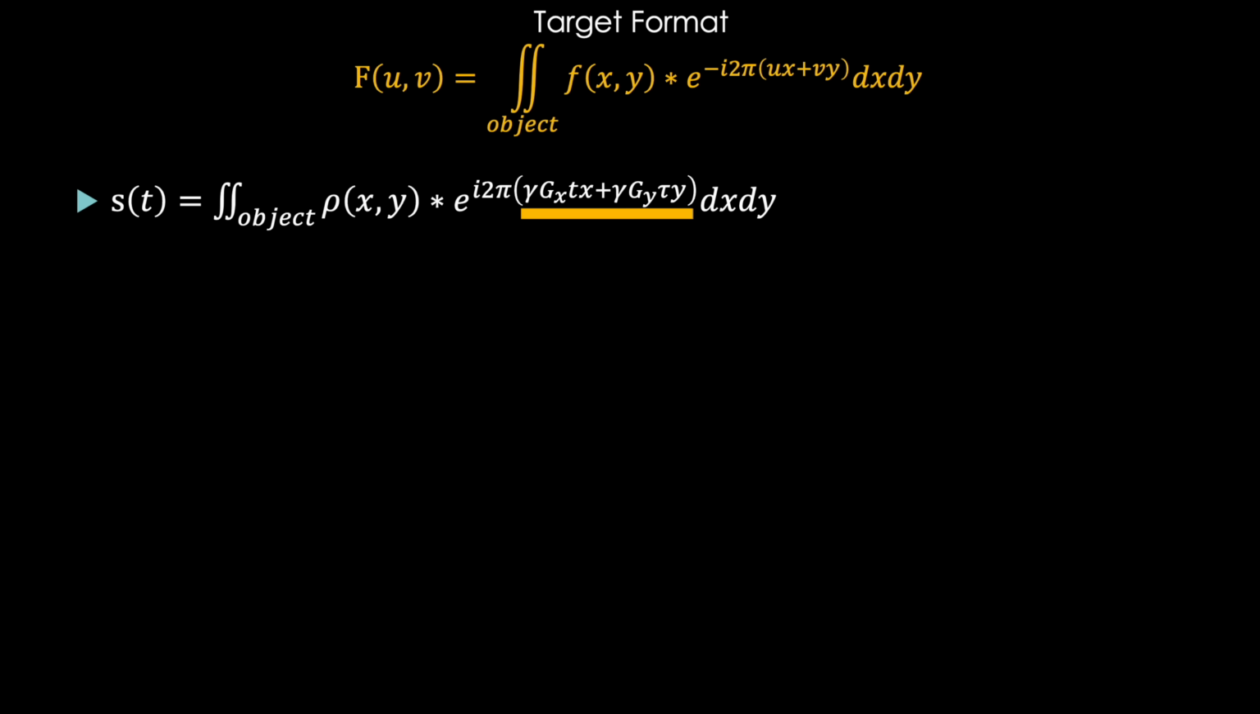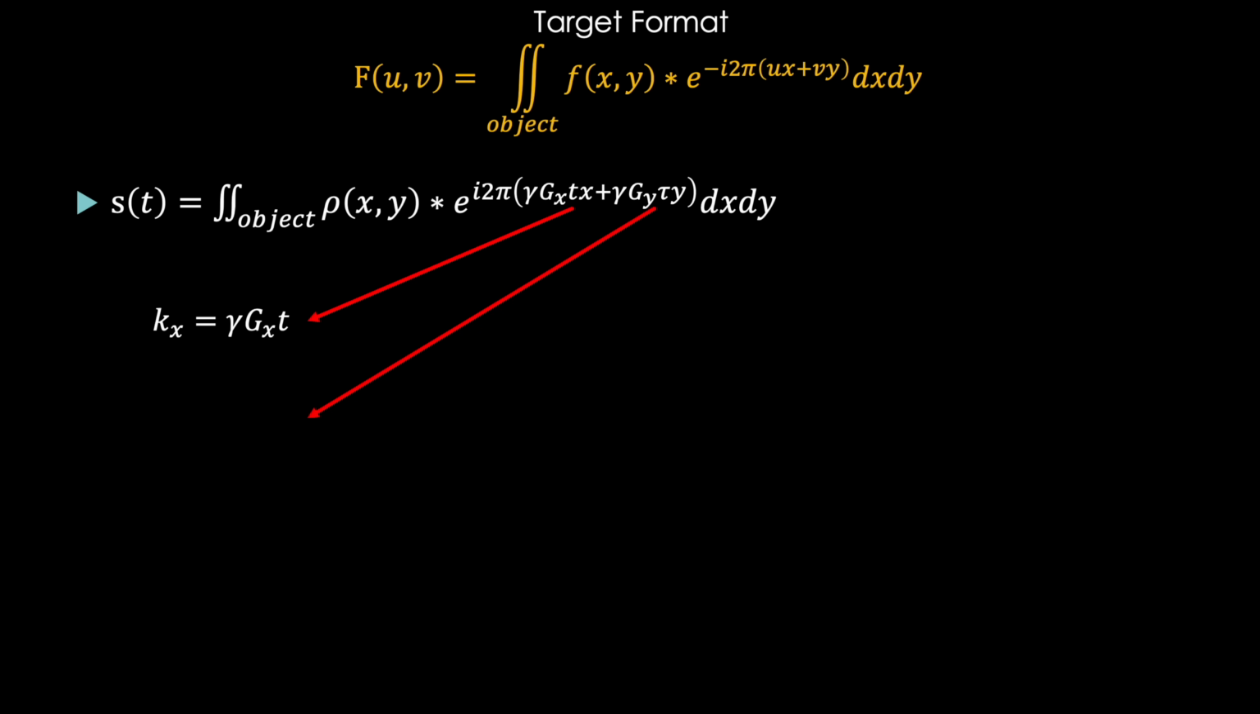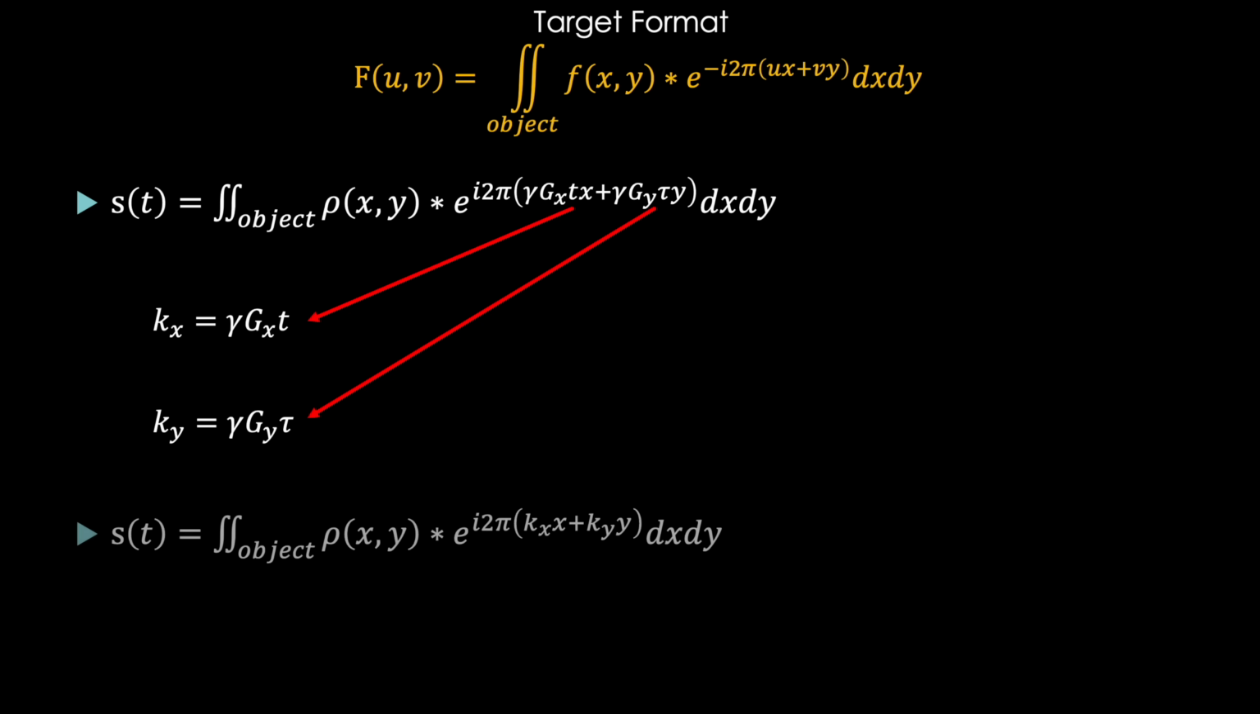Let's simplify these inside terms. Let's take this first one and combine this gamma, gx, and t into one term for simplicity. We'll call it kx. We haven't changed the values, just simply lumped the terms under a single variable. Let's do the same for these terms, calling them ky. If we substitute these new terms back into the equation, we get a simplified looking version of the formula below.